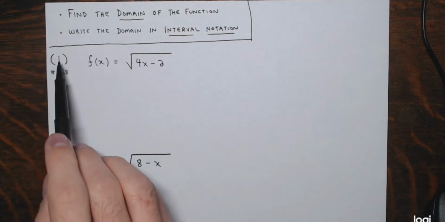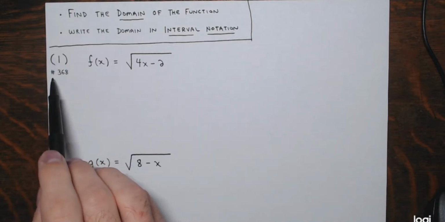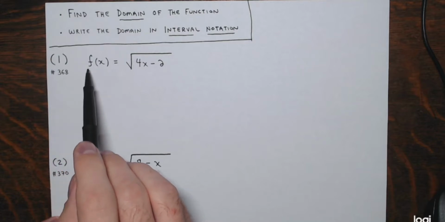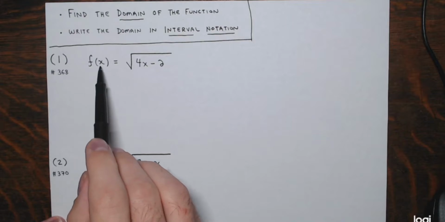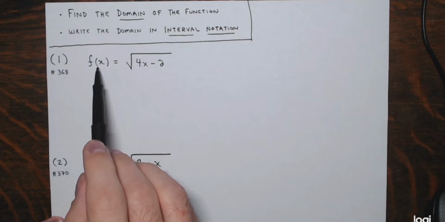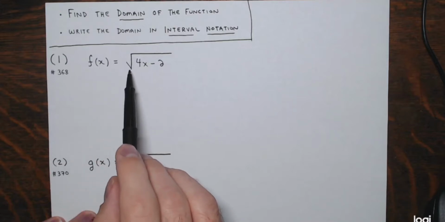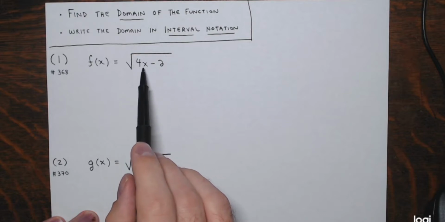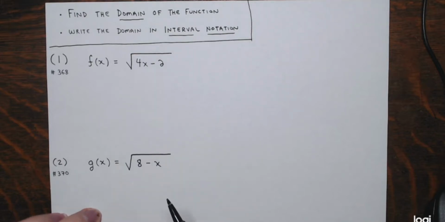So example 1, which again is exercise 368 from the text. We're given this function called little f of x. The input variable is x, and then f of x represents the output, and then over here is how you calculate the output. You take 4 times the square root of 4x minus 2.